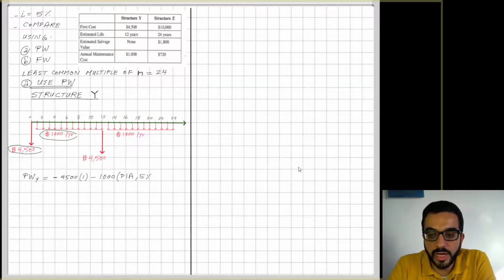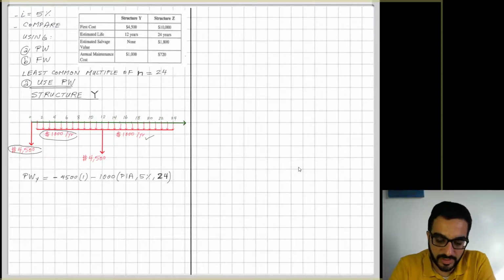So the arrow that's at 12 is representing year 12. The arrow at 13 is representing year 13. So we really don't have a gap here. It's kind of one big series of maintenance costs here. So 24. My end year is 24, not 12. I'm combining both $1,000 per year for the first and the second cycle.